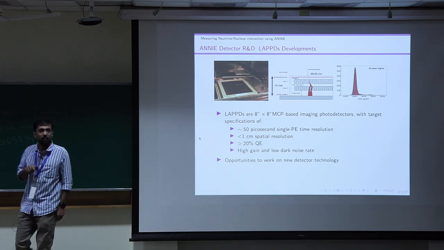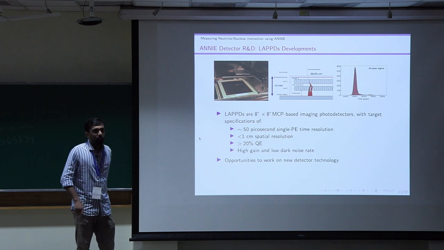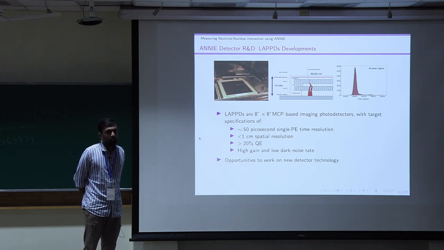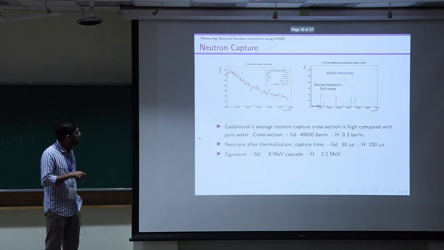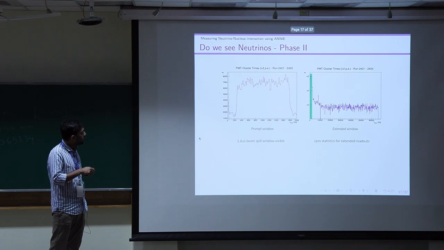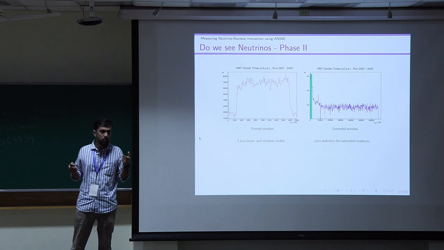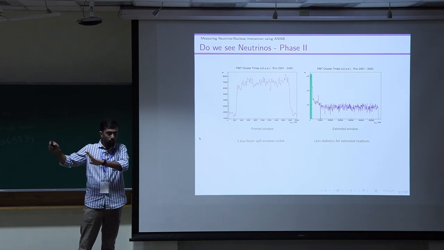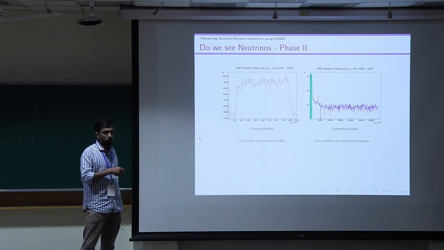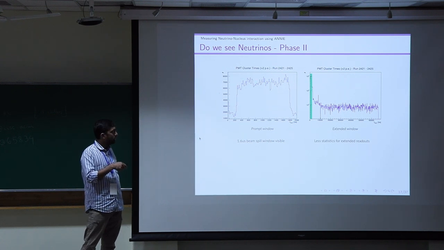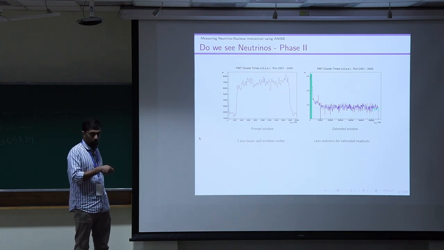Hi Navneeth. If your proton pulse width is around 1.5 microseconds and neutron thermalization is around 30 microseconds, how do you tag the events? So this is basically the beam, which is 1.6 microseconds, so we are done with the beam. Suppose within this beam we see some event in the tank, then we will extend our readout.